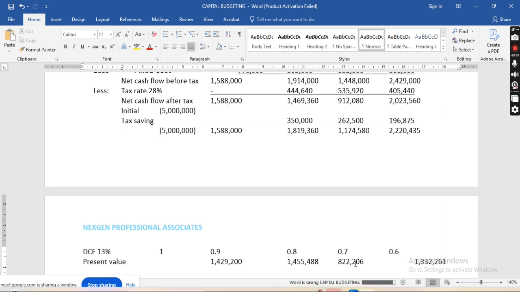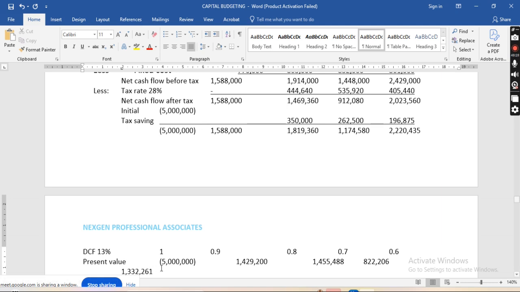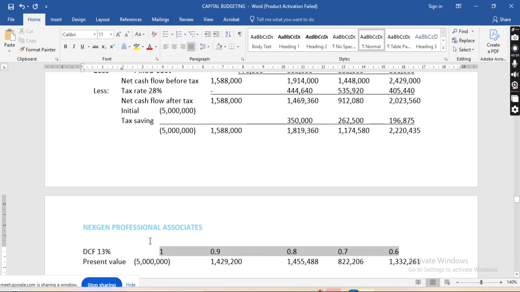Right. So the first one is 5 million. Now, what would be the present value? What will the NPV be? Quickly, what is the NPV?